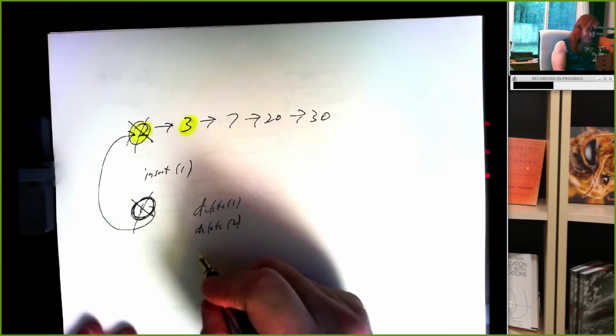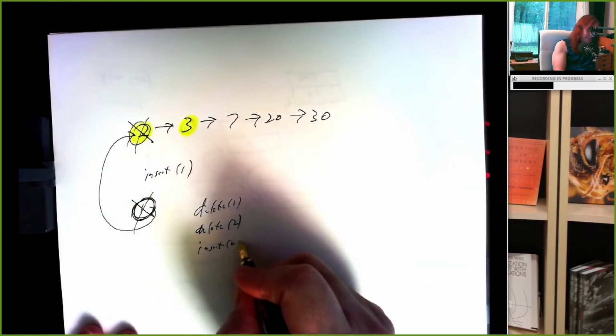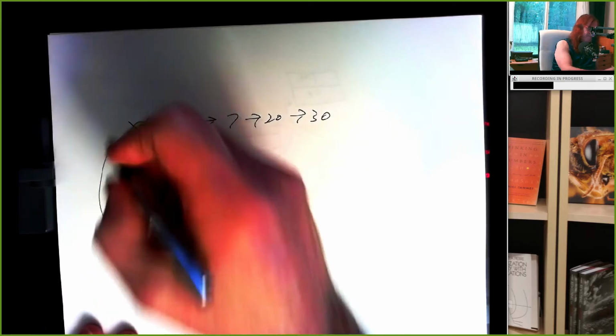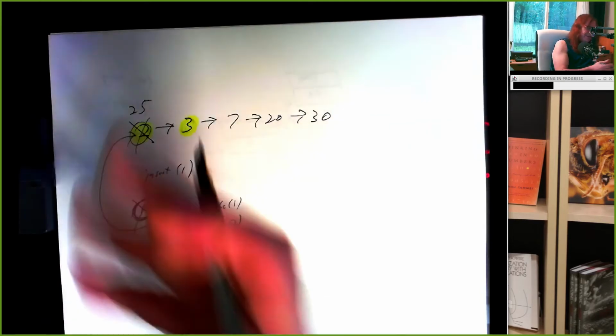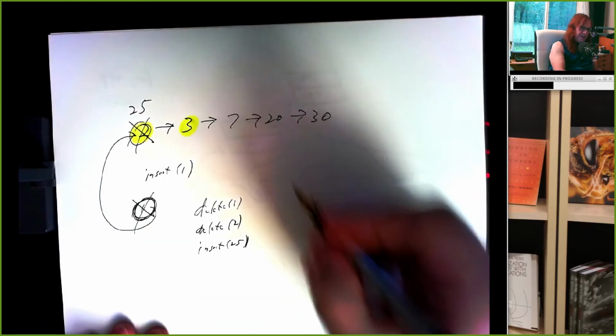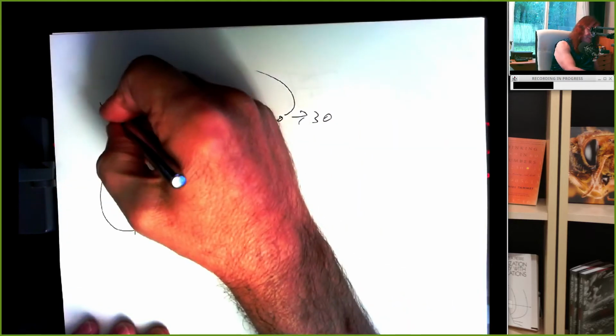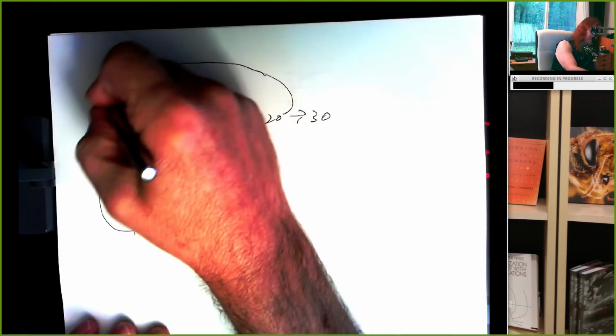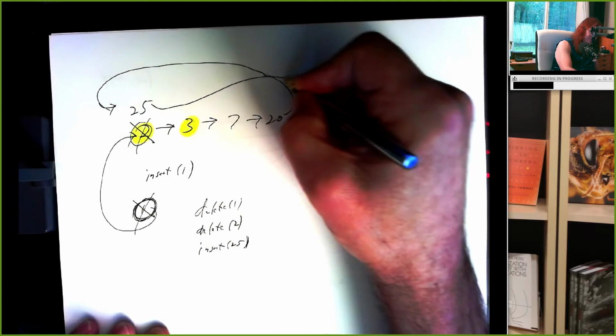And you know, if I insert a 25, that 25 might end up right here. And this 20 will point to the 25. And the 25 will point to the 30.